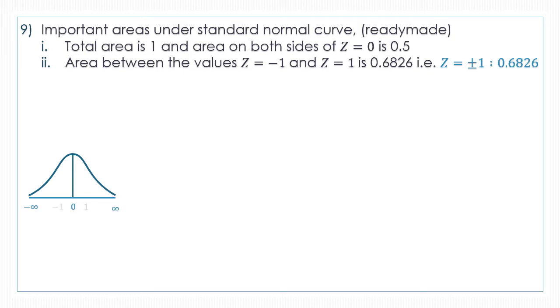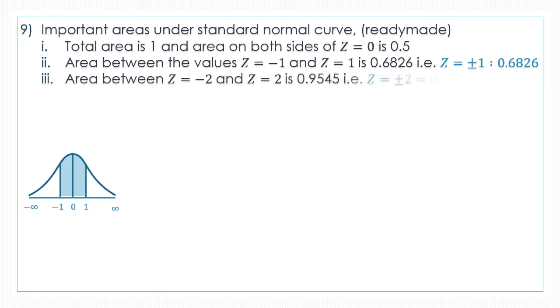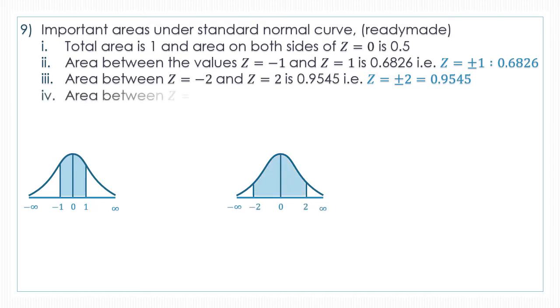But just look at the symbols here. Positive 1 and negative 1 values are 0.6826. So on the right side we have 1, on the left side we have negative 1, and the area between these two values is 0.6826. Then area between negative 2 and positive 2 will be 0.9545. So it will look something like this. Area between positive 2 and negative 2. Similarly, area between positive 3 and negative 3 is 0.9973.